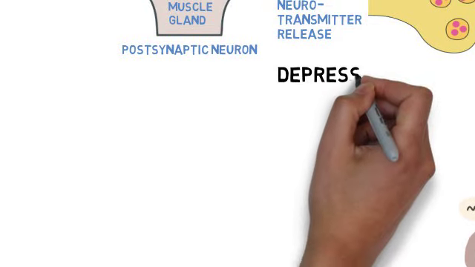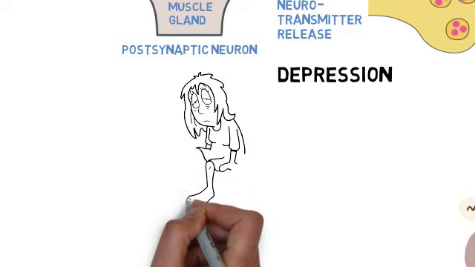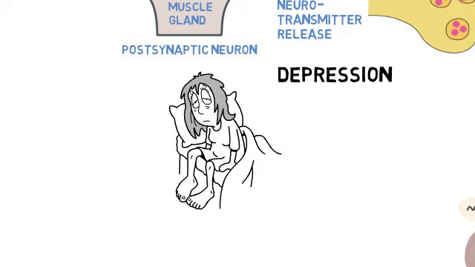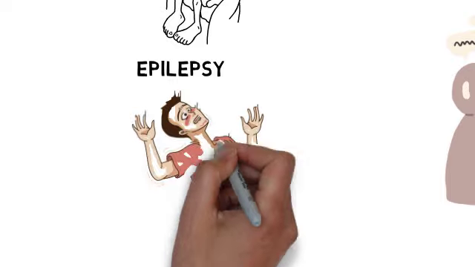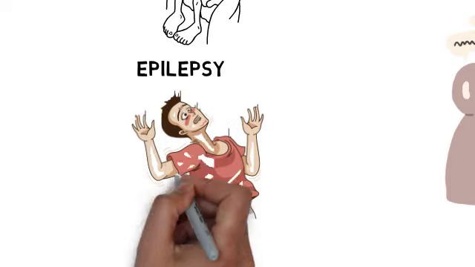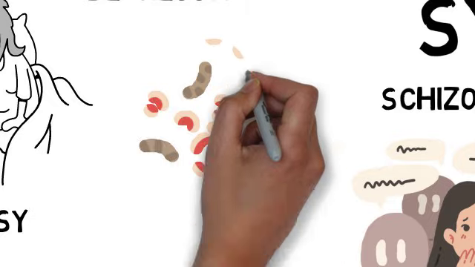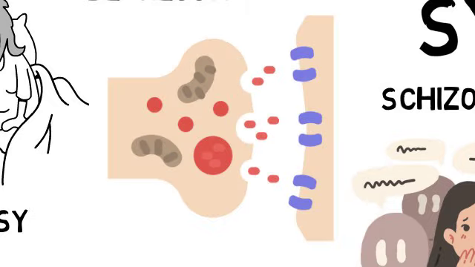Depression is often involved in imbalances in neurotransmitters like serotonin and norepinephrine. We also have epilepsy, which is characterized by excessive neuronal activity, which can result from dysfunctional inhibitory synapses. These are just a few of the many disorders that result from synapse malfunction.